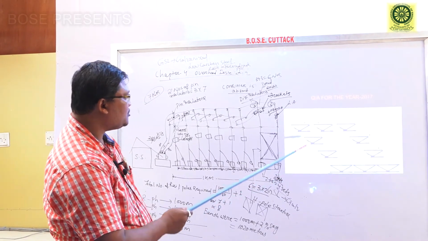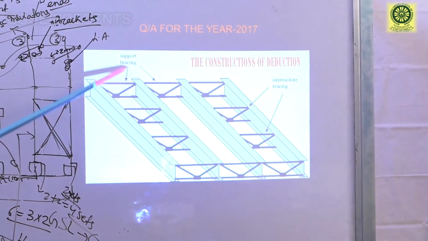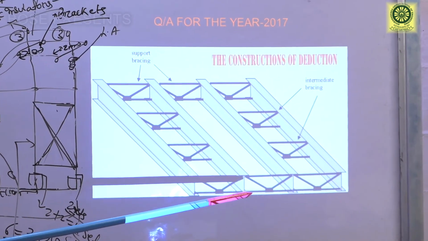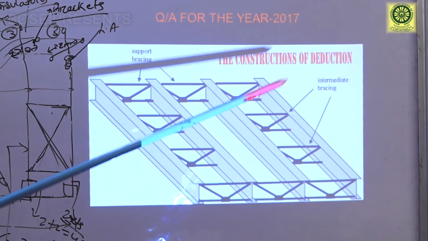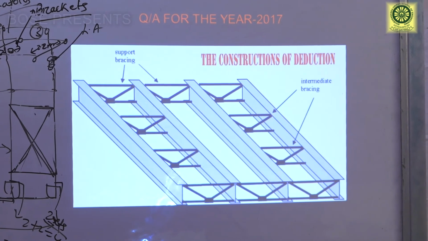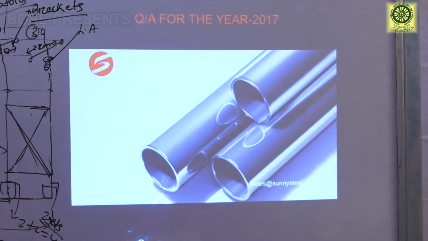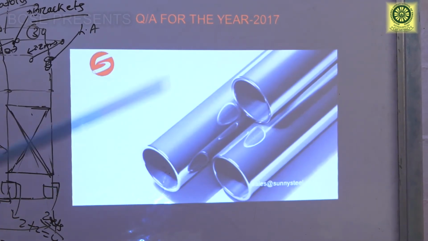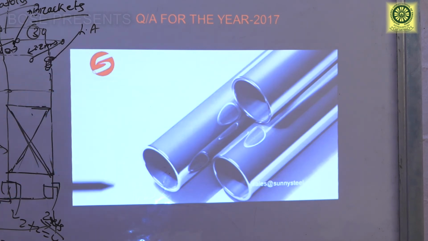This is the construction of knee bracing. This is the double support bracing, the H-pole structure, intermediate bracing. These are the intermediate bracing. Next, this is the GSL, that is the galvanized low carbon steel to avoid the rusting.